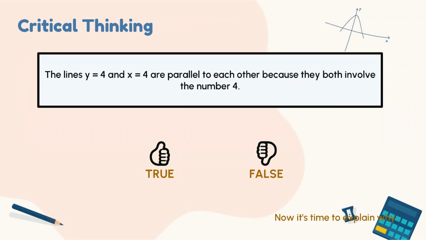Let's look at a critical thinking question. The statement says, the lines y equals 4 and x equals 4 are parallel to each other because they both involve the number 4. Is this true or false? Pause the video and think carefully. Remember, parallel lines are about direction and gradient, not just whether the same number appears in the equation.